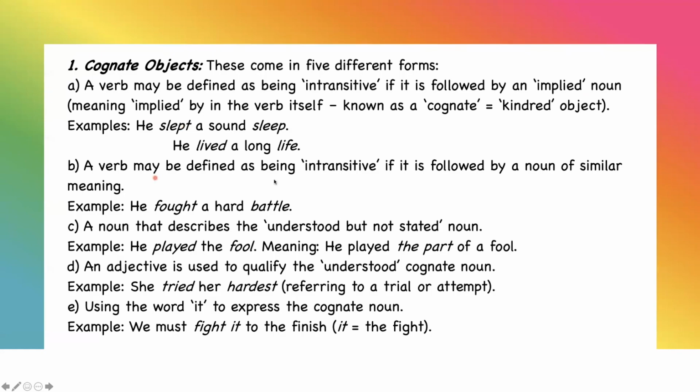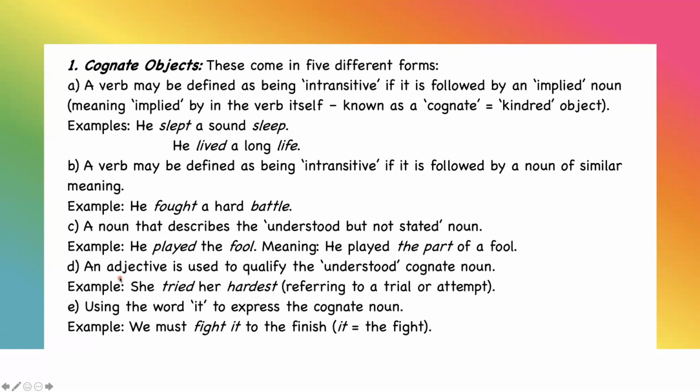B, a verb may be defined as intransitive if it's followed by a noun of similar meaning. For example, he fought a hard battle. So when you have a battle, you fight. So fought and battle belong. Number C, a noun that describes the understood but not stated noun. For example, he played the fool, meaning he played the part of a fool.